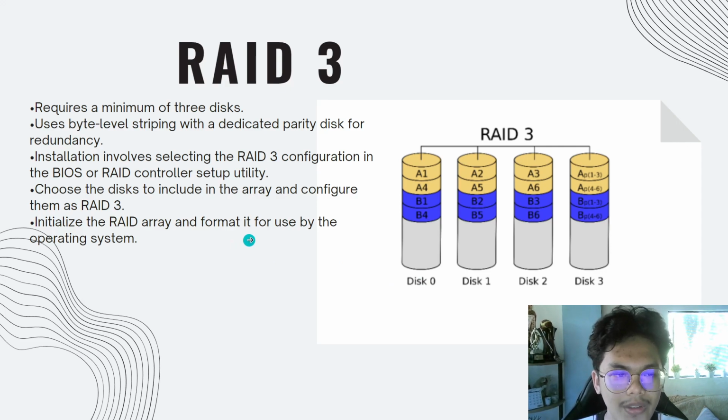So, RAID 3 uses byte-level striping with a dedicated parity disk for redundancy. Installation involves selecting the RAID 3 configuration in the BIOS or RAID controller setup utility. Choose the disks to include in the array and configure them as RAID 3. Then initialize the RAID array and format it for use by the operating system.